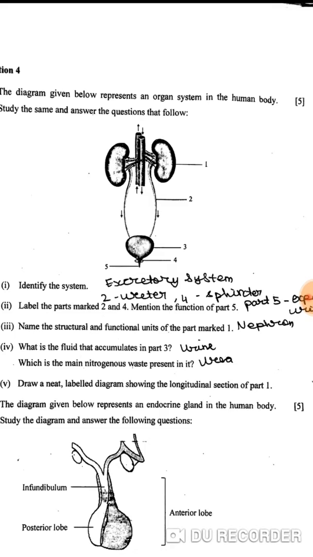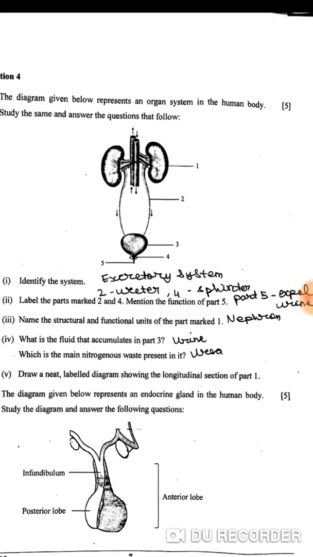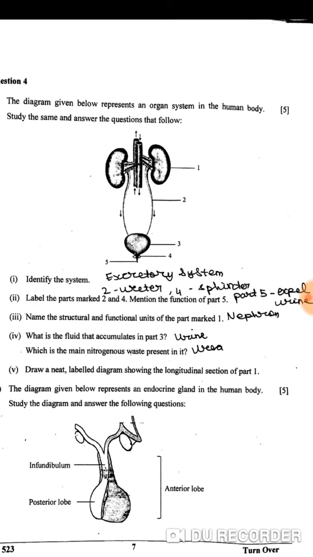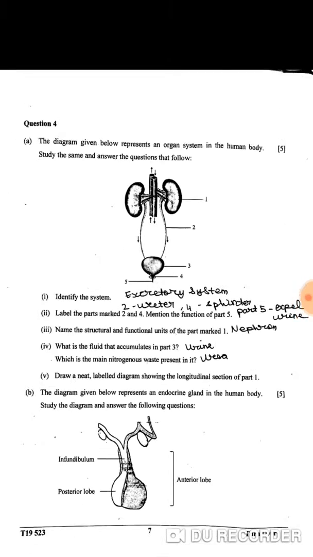The third one, name the structural and functional units of the part marked 1. The units are nephrons. For the fourth one, what is the fluid that accumulates in part 3? The fluid is urine. What is the main nitrogenous waste present in it? The main nitrogenous waste is urea. Now here is the diagram for the longitudinal section of the kidney.